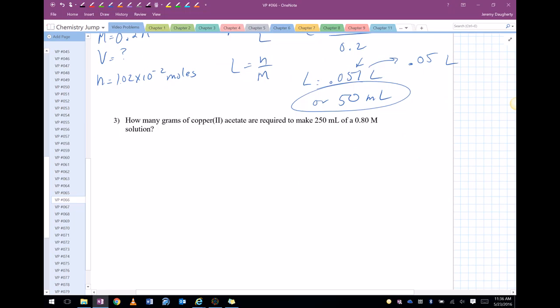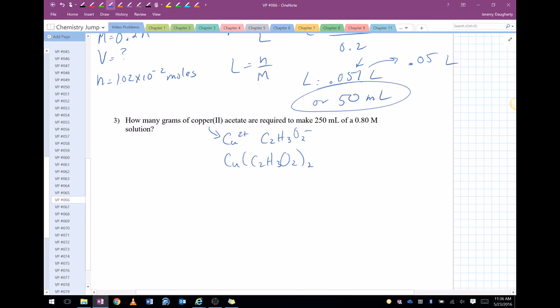How many grams of copper 2 acetate are required to make 250 milliliters of 0.8 molar solution? Well, first let's figure out what copper 2 acetate is. Copper 2 is Cu2+. Acetate is C2H3O2 with a negative 1 charge, so the formula is going to be Cu(C2H3O2)2. Don't forget how to write ionic and covalent compounds.